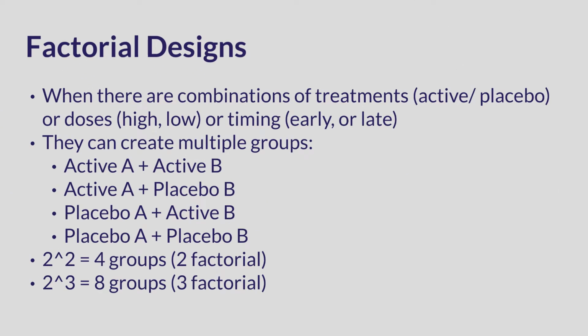Factorial designs are very common. So this is where there are combinations of treatments. So an active and a placebo, a low dose or a high dose, or early intervention versus late intervention. And so you have two options for each of your intervention arms. So if you think about an active treatment A and an active treatment B versus placebo A and placebo B, you'd get 4 combinations here. So we'd have our active A and active B, our active A and placebo B, our placebo A and active B, and our placebo A and placebo B. So 2 squared gives you 4 groups, 2 cubed gives you 8 groups.